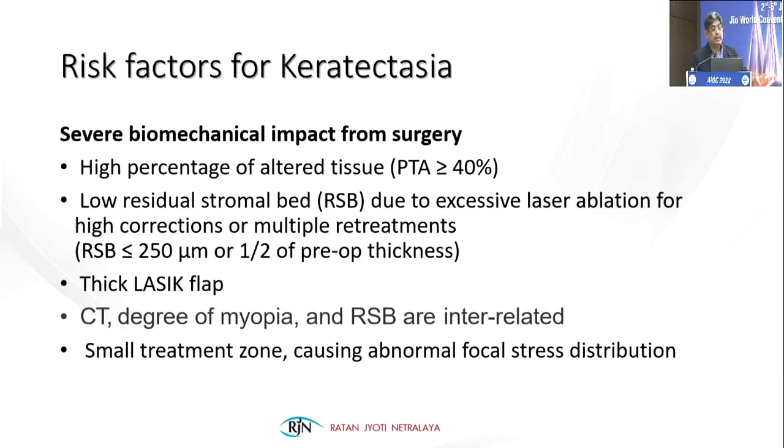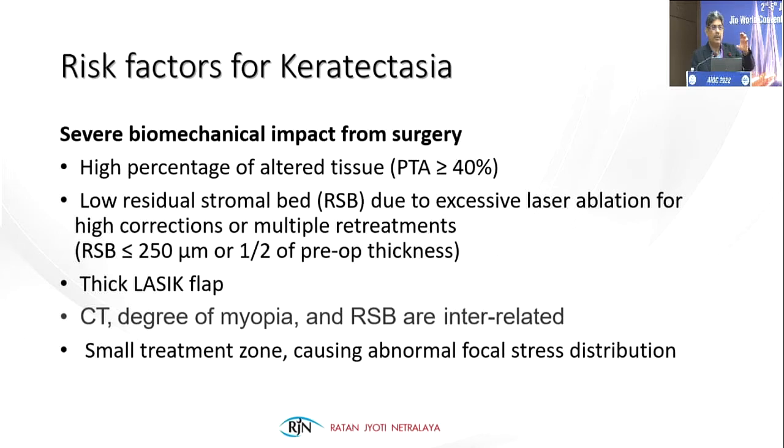The high percentage of altered tissue, this is PTA, which has been said by Dr. Bharti also. The PTA, the percentage tissue altered, should be more than or equal to 40%. So it depends on the initial corneal thickness. And Dr. Bharti was suggesting that it should be less than 50% of the thickness of the cornea.